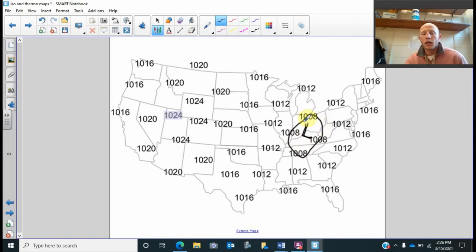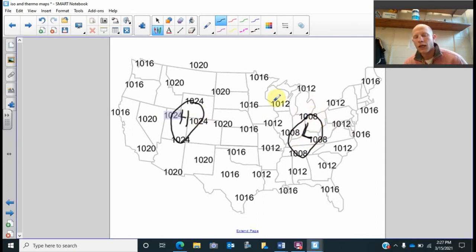Over here, I see 1024, 1024, 1024. I don't see any other higher values on my map here, so I'm going to put here my high pressure zone. This is 1024 all the way around, so I can put a circle around that. Generally, I like to start from the lower air pressure zone first, and then work my way to the higher.